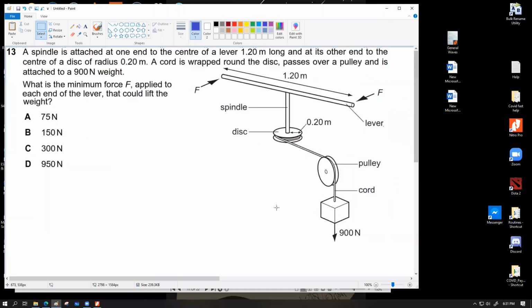So let's have a look at this question. Have a read and give it a try, and then we'll discuss.